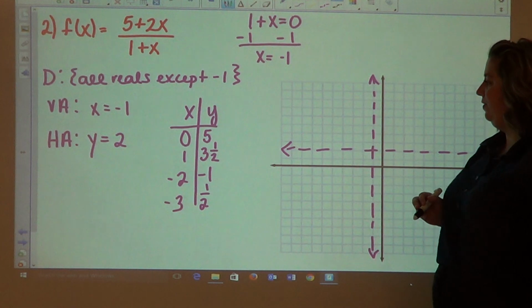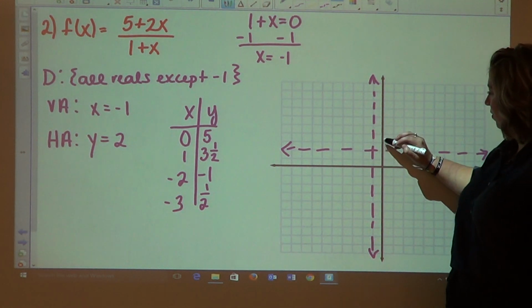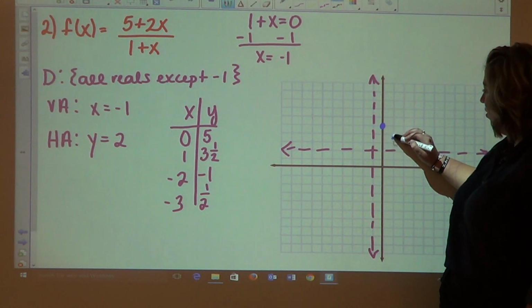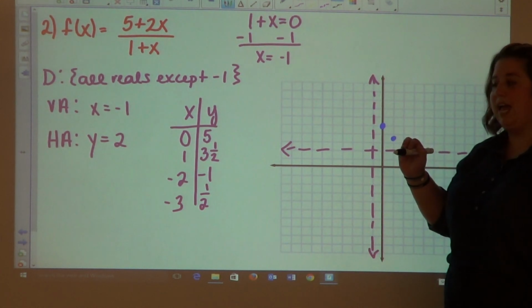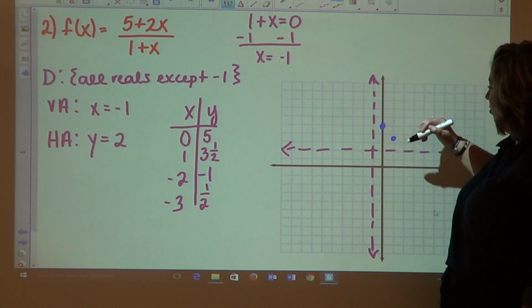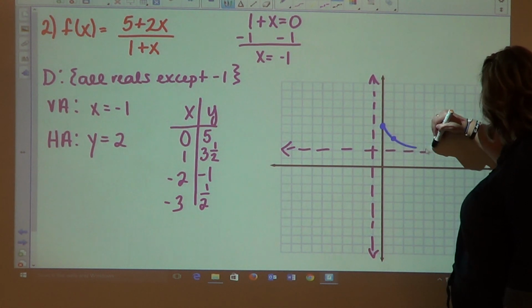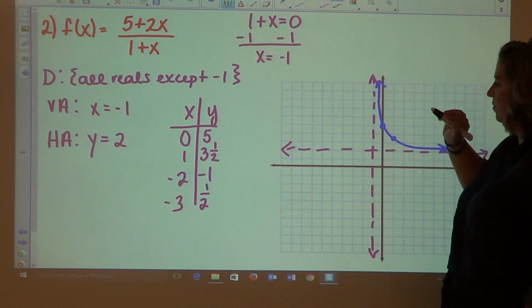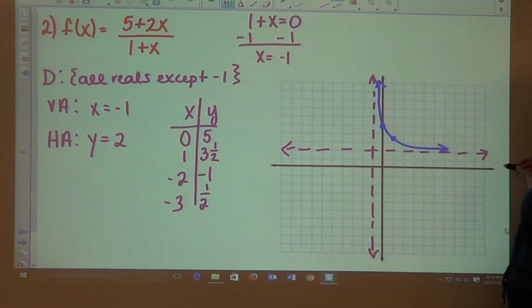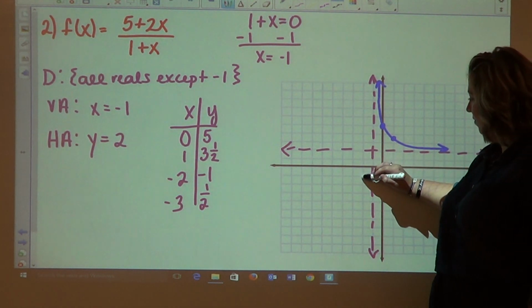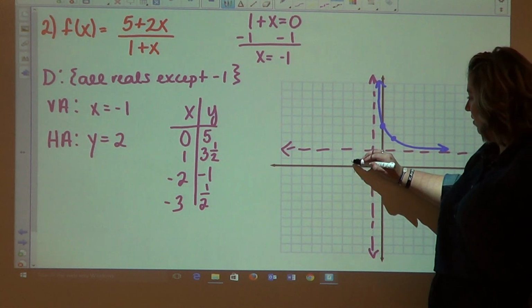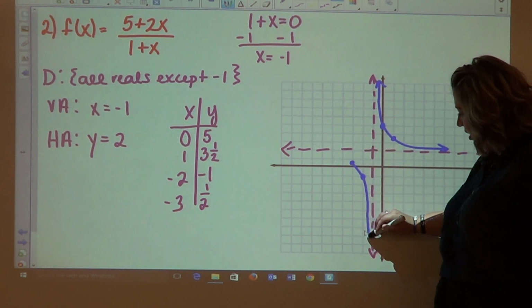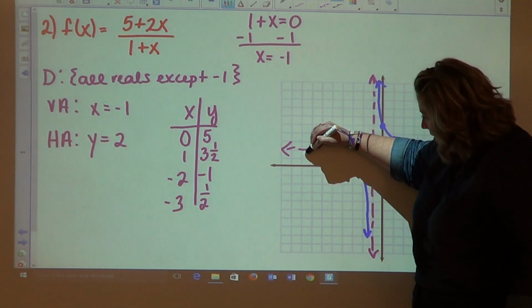Okay, so if I graph these, I would have 0, 5, and 1, 3.5. Those are going to connect, but they're going to curve, and they're not going to touch these dashed lines. So it curves to here, and it curves up to there. And then I have -2, -1, and -3, -3.5. Same thing, these two are going to curve to here, and they're going to curve up to this dashed line.